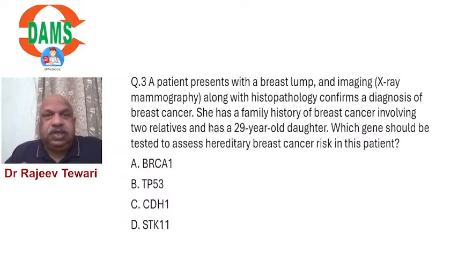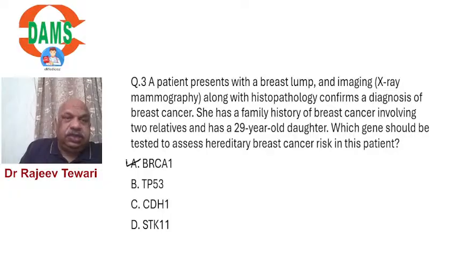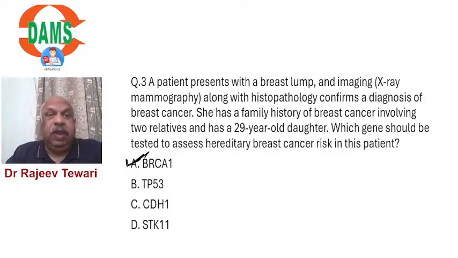Now, a patient presented with a breast lump. On imaging, along with histopathology, there is a confirmed diagnosis of breast cancer. She has a family history. Whenever family history is positive, that too at a young age, you have to go for genetic screening. And we all know BRCA1 and BRCA2 genes are the two main genes which are very strongly related with breast cancer. It should be screened almost always if family history is there, or young age cancer, or if male breast cancer history is there in the family.